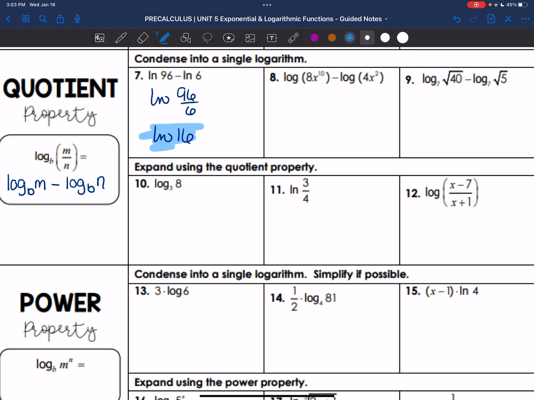And what about, let's jump here to problem 8. What are we going to have there? We would have log of 8x to the 10th power over 4x squared. And then we need to use our properties to simplify that. That would be log of what expression, y'all?